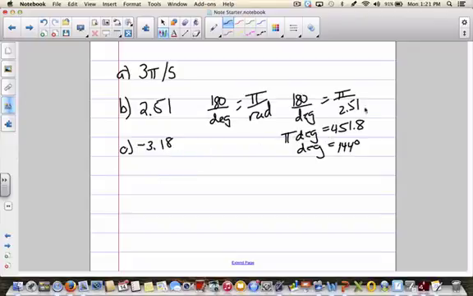So for negative 3.18, I can start right back here, or I know it's going to be pi times degrees is negative 3.18 times 180.